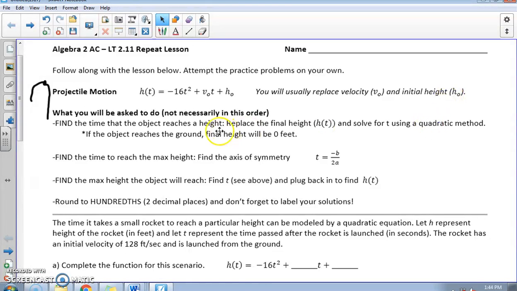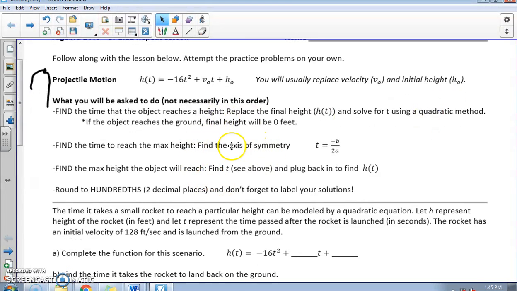problem. Now what you might be asked to do with that information, and not necessarily always in this order, is to find these different things. So maybe you're asked to find the time that the object reaches a particular height. So you're trying to find the time when you are given the height. So you replace that final height, the outside of the equation, h of t, and then you solve for your t. You might need the quadratic formula, you might be able to factor it, or complete the square if you want to get real crazy. If the object does reach the ground, if that's the final height, remember to use 0 as your h of t.